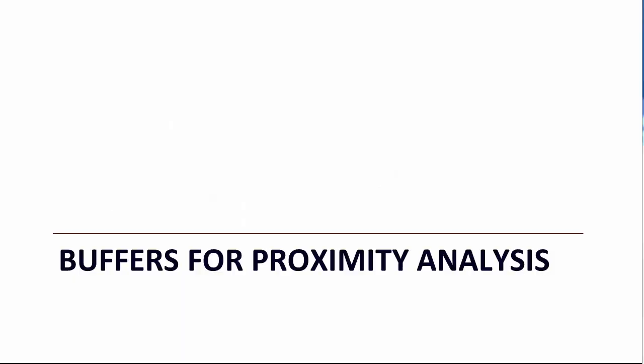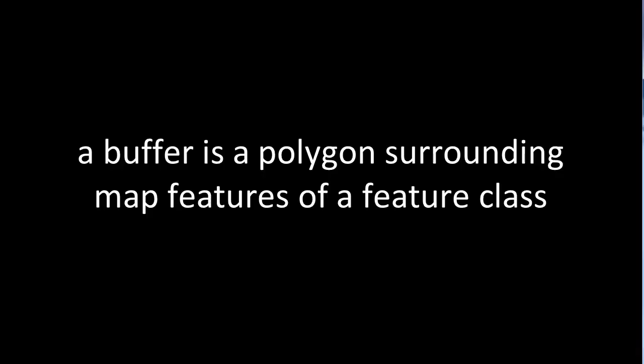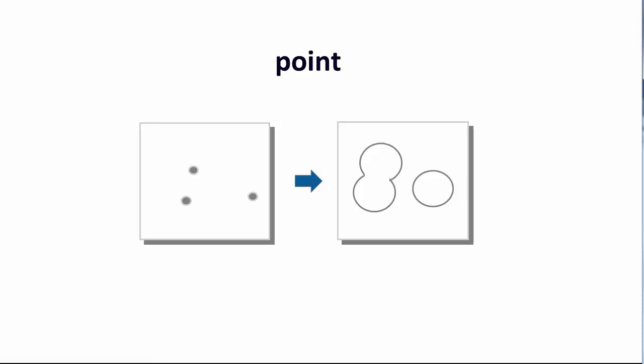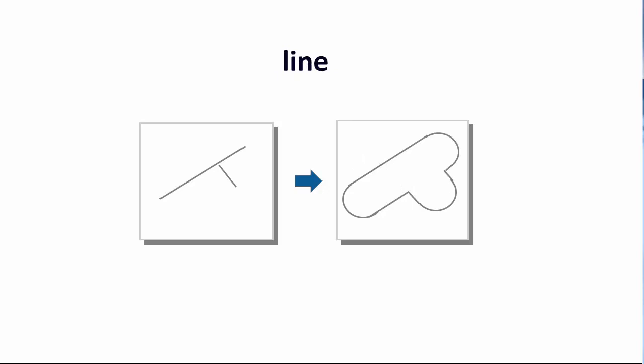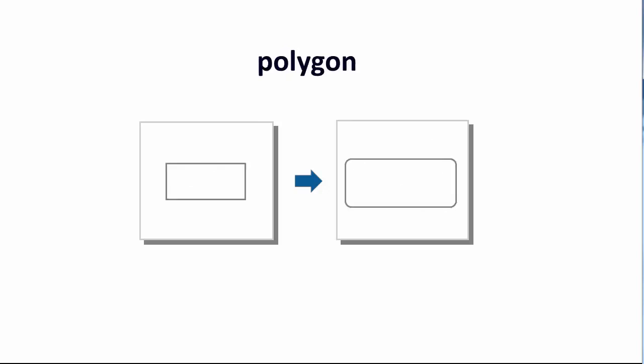Buffers for proximity analysis. A buffer is a polygon surrounding map features of a feature class. As an analyst, you would specify a buffer's radius. Then the buffer tool will sweep the radius around each feature, remaining perpendicular to features to create buffers. For points, buffers are going to be circles. For lines, they're going to be rectangles with rounded endpoints. And for polygons, they're enlarged polygons with rounded vertices.